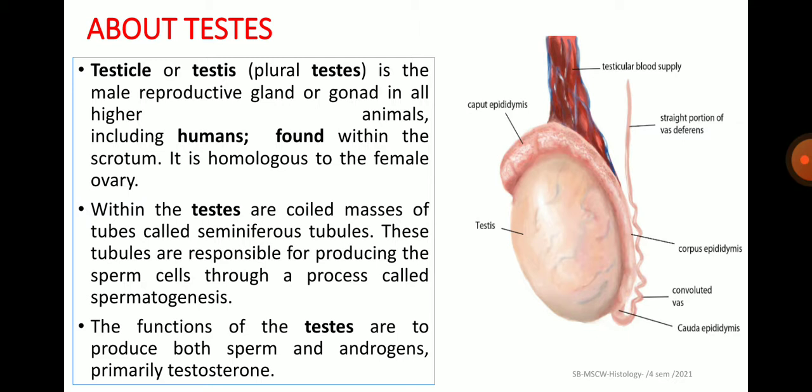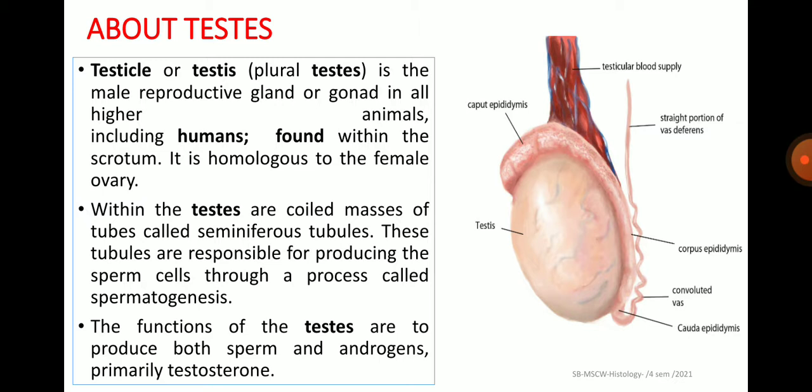So you can start explaining now about the testes, which are also called testicles. It is the male reproductive gland or gonad in all higher animals including humans. These are found within the scrotal sacs or scrotum. Testis is homologous to the female reproductive organ called the ovary.